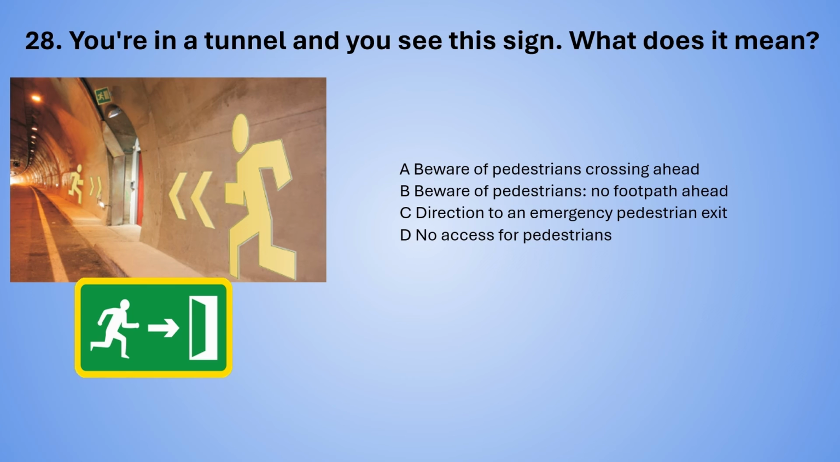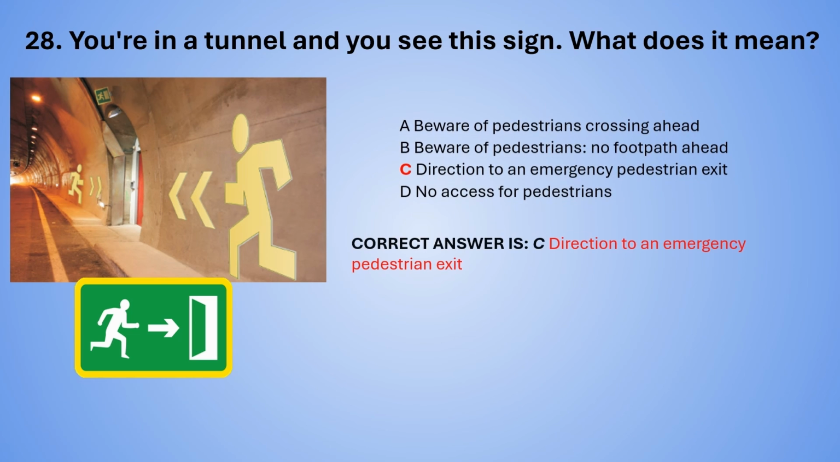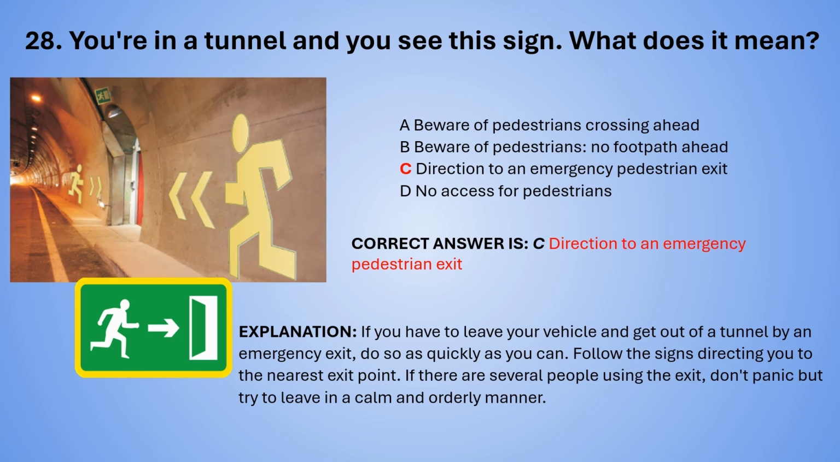Let's start the countdown. 5, 4, 3, 2, 1. And the correct answer is C. Direction to an emergency pedestrian exit. If you have to leave your vehicle and get out of a tunnel by an emergency exit, do so as quickly as you possibly can. You need to follow the signs directing you to the nearest exit point. If there are more people using the exit, don't panic, but try to leave in a calm and orderly manner.